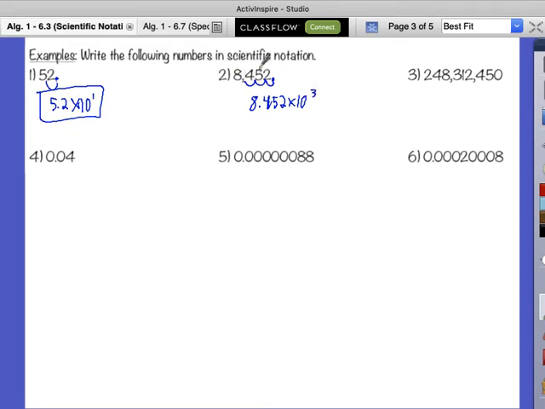So did I make my normal number bigger or smaller? Smaller. So I have to make my exponent bigger by 3. Because I moved it 3 decimal places, I had to make this number bigger by 3. Okay? I want you guys to try number 3 as well here.